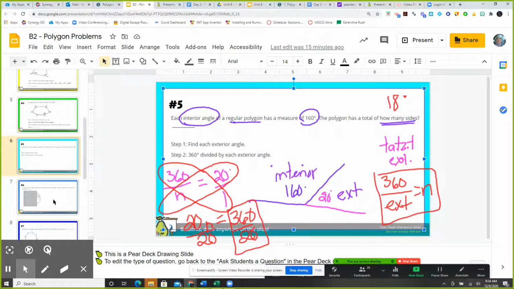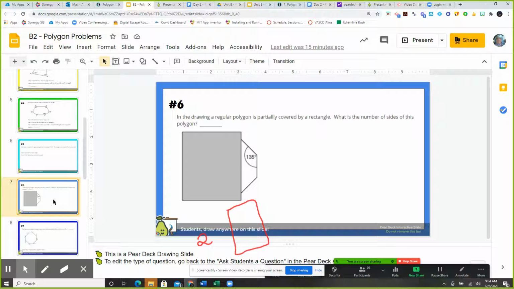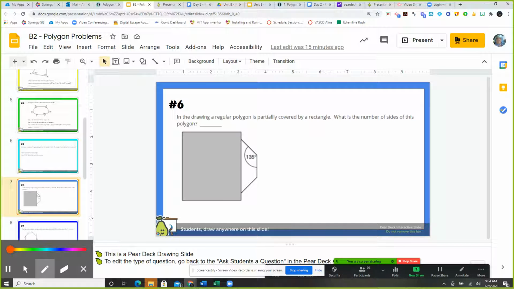Let's look at number 7 and see if we can use what we did in number 6 to do this one. Here we've got a picture, which is always nice. Is that 135 interior, exterior, or central? Interior, absolutely. So if I have an interior angle, can I find an exterior angle really easily? Yes. Okay, what's the exterior angle if the interior is 135? 45. 180 minus 135 is 45.